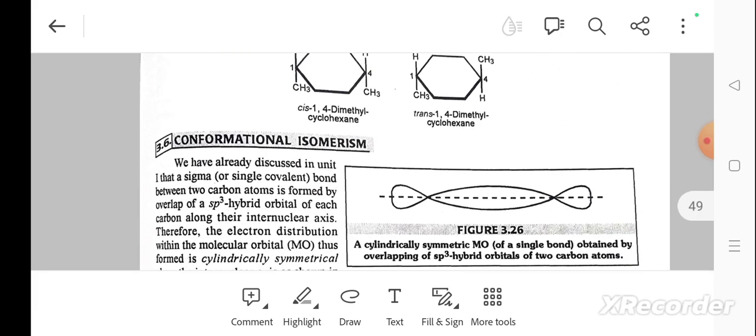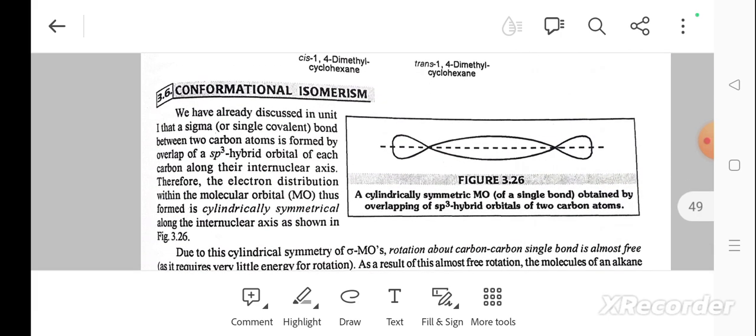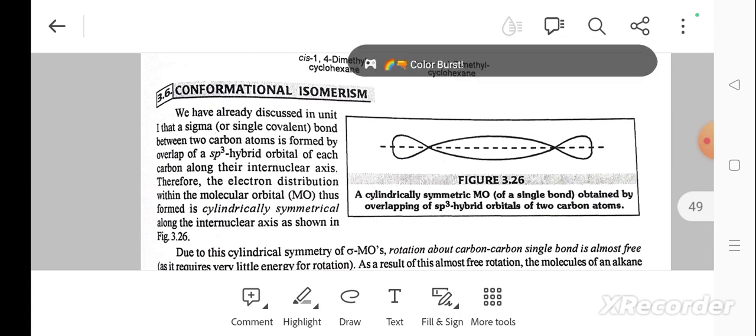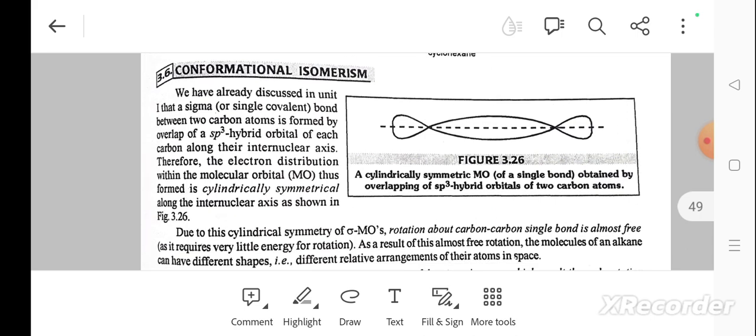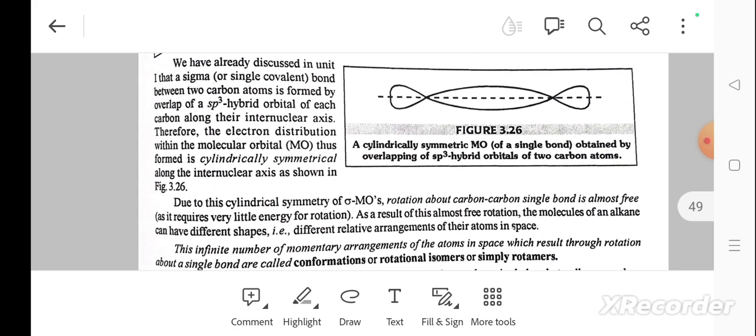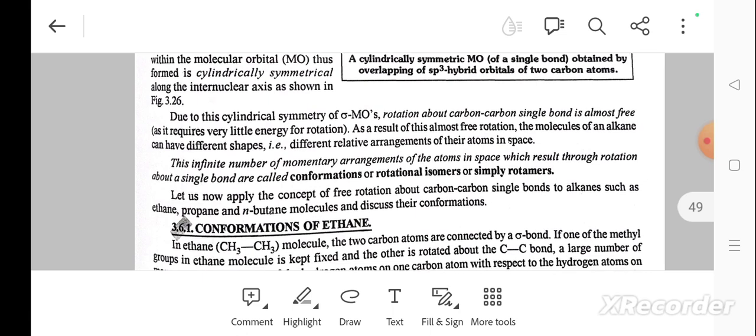Conformational isomerism. We have already discussed earlier that the sigma bond between the two carbon atoms is formed by overlap of sp3 hybrid orbitals of each carbon atom along their internuclear axes. Therefore, the electron density within the molecular orbital thus formed is cylindrically symmetrical along the internuclear axes, as shown in figure 3.26.